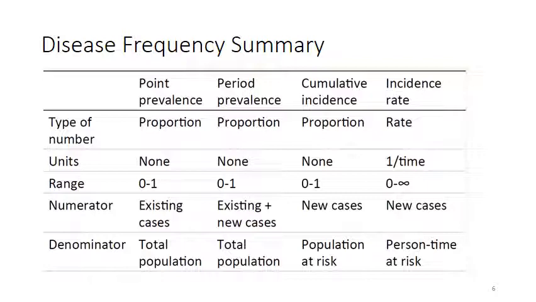This slide shows a summary table of the disease frequency measures. This table provides the type of number, units, range, numerator, and denominator for each of the 4 measures of disease frequency. When computing incidence, it is important to adjust your numerator and denominator for the population and time period of interest. When calculating incidence rate, don't forget the units of person time.